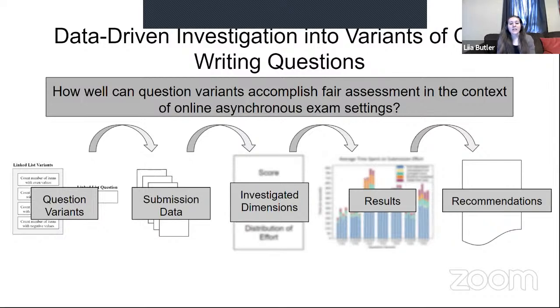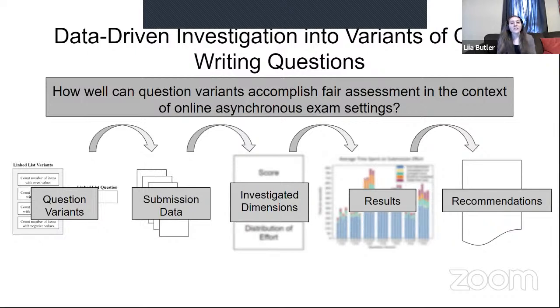And then question variants, we define as manually written questions that are put into a pool with other variants. So the running example that we have is a linked list question where you might want to traverse a linked list. Variants of this might be count the number of items with even values, count the number of items with odd values, count the number of items with positive values, and count the number of items with negative values.